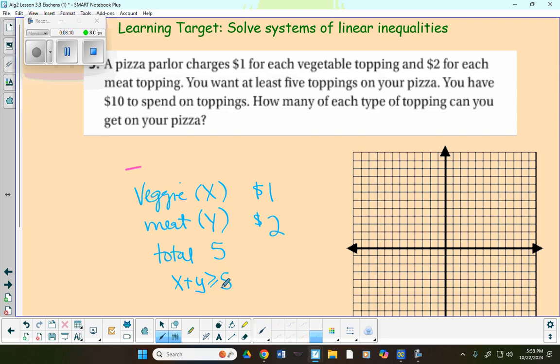And the amount of money that you have is $10. Now it says you have $10 to spend, which if you can spend less than $10, I'm sure that's fine. So if it's $1 times the number of veggie toppings plus $2 times the number of meat toppings, altogether, your total amount of money is going to be less than or equal to $10. And so now we're going to solve this.